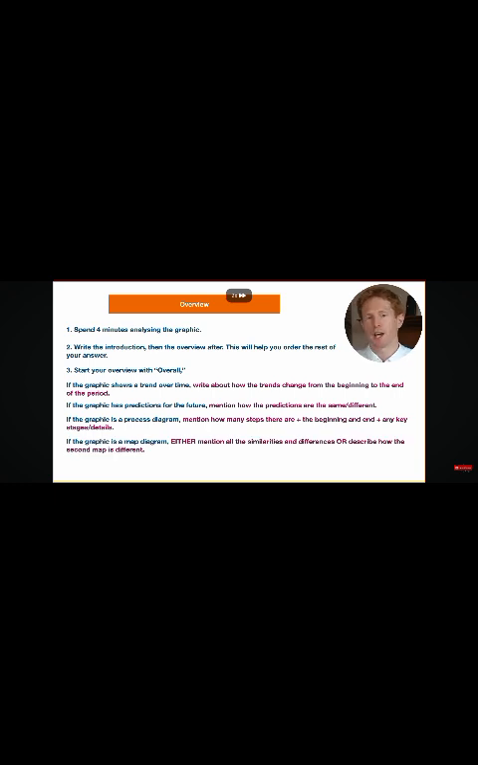Now, if the graphic is a map diagram, which is also common in Academic Task 1, then you've got 2 options. Either mention all the similarities and differences between the 2 maps, or you can describe how the second map is different. So you can say, for example, if it's 2 houses, you can say the new house is bigger, or the new house has more rooms, or the new house is smaller. Try to use objective adjectives to describe how the new map is different.